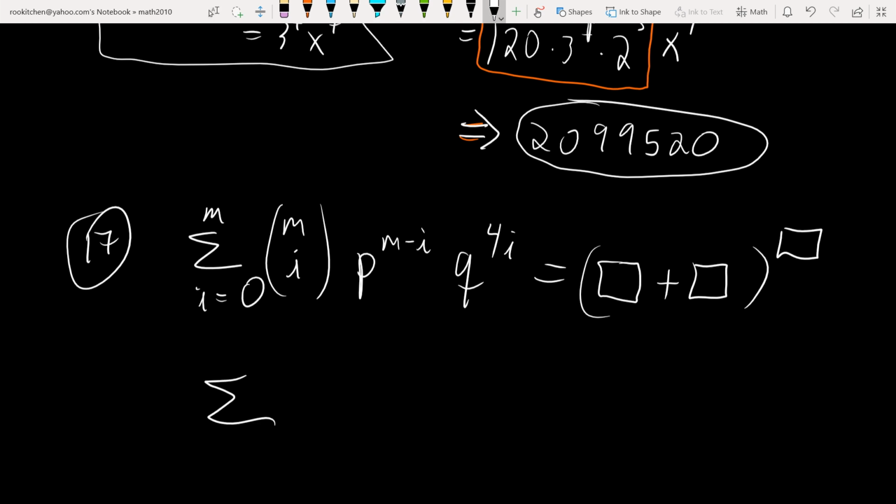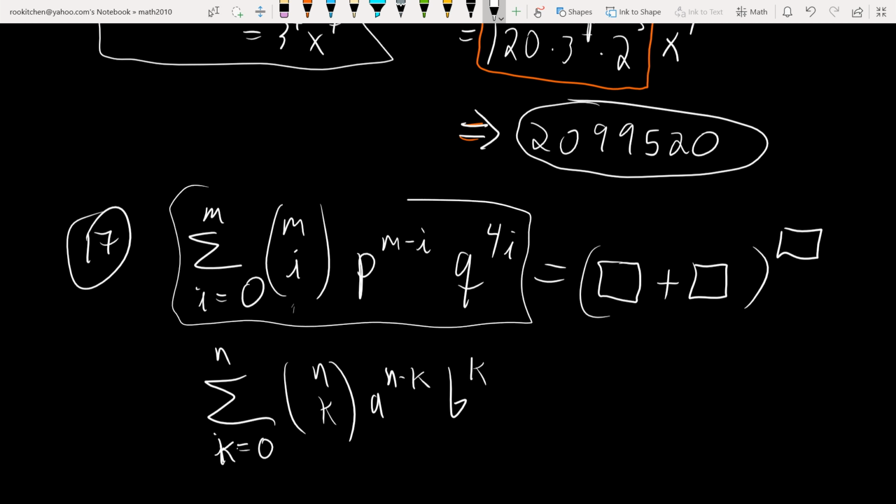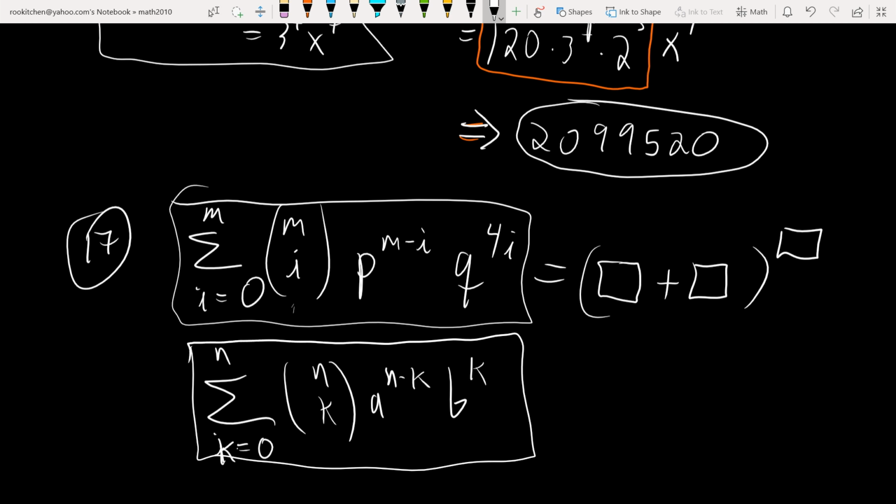So the standard form, you may have to remind yourself, they're just using different letters, but they're just dummy variables. It's going from k equals 0 to n of n choose k, and then we have a to the n minus k, and then b to the k. So you want to align this expression to the expression here in the box. It's clear that m is the n part, that i is the k. That must mean a is p, so you'd come over here and fill in the blank there. But it's not so clear what b is.